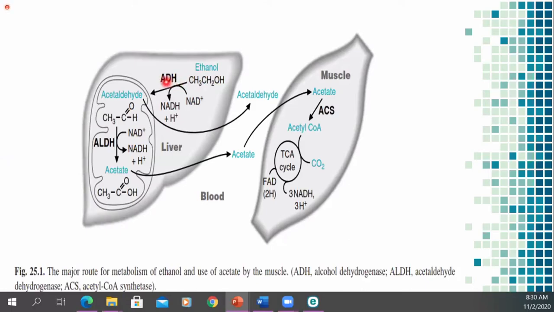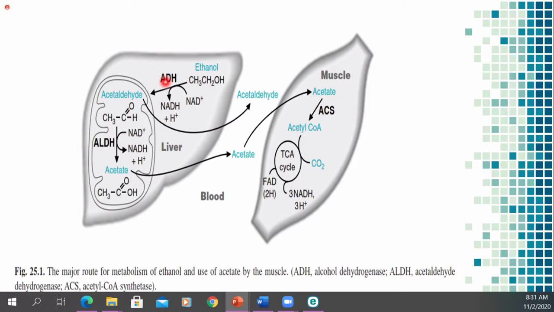And when we say dehydrogenase enzyme, it means that an NAD molecule is converted to NADH, depending on the direction of the reaction. So the ethanol will be converted by alcohol dehydrogenase enzyme to what's called acetaldehyde. And the acetaldehyde is a toxic molecule that has to be metabolized. So we have another step that is responsible for the conversion of acetaldehyde to acetate molecule.